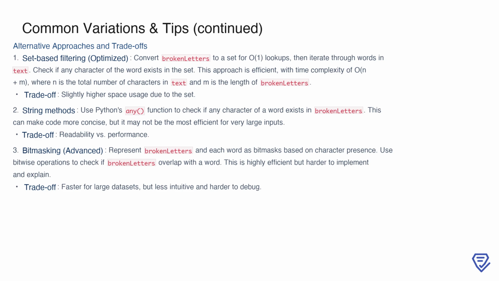Finally, for advanced users, bit masking offers a highly efficient solution. By representing both broken letters and words as bit masks, you can use bitwise operations to check for overlapping characters. While this method is faster for large datasets, it's also more complex to implement and harder to debug, making it less intuitive for most developers. Choosing the right approach depends on the problem constraints and your own comfort level with these techniques.